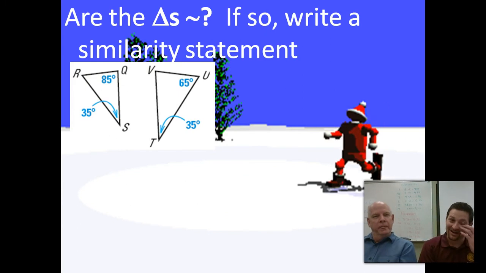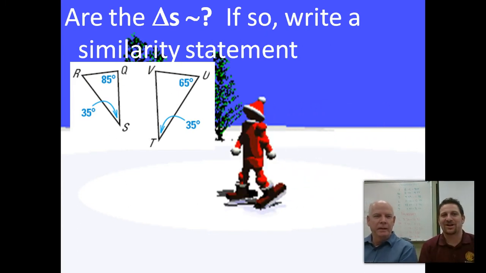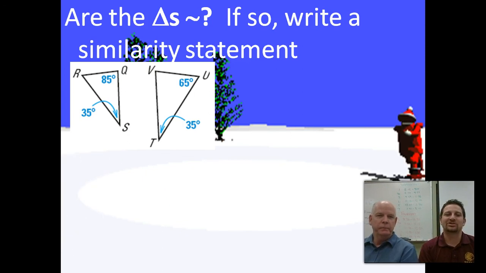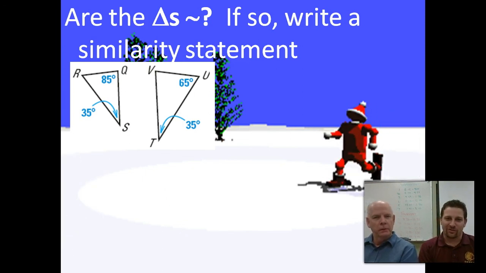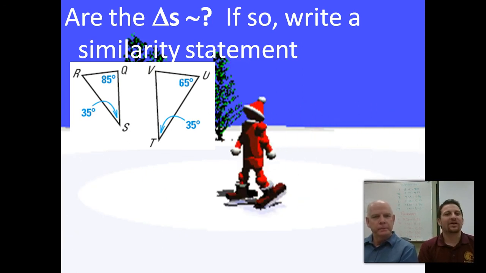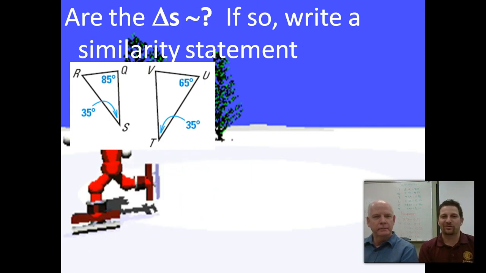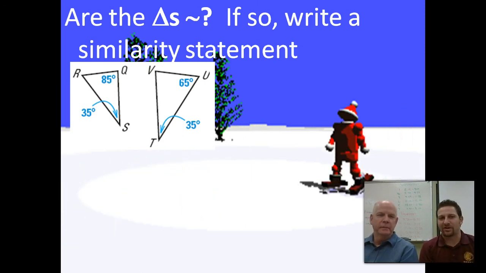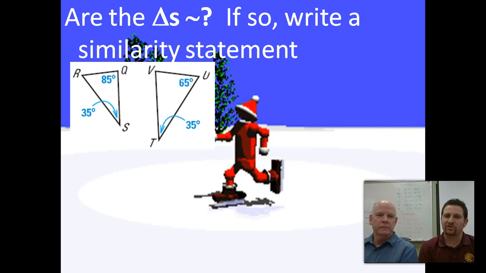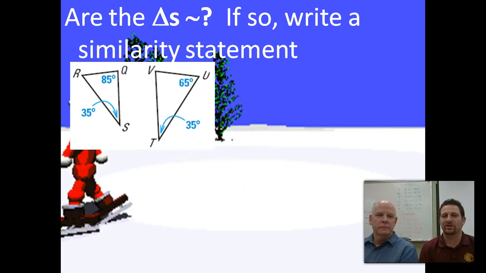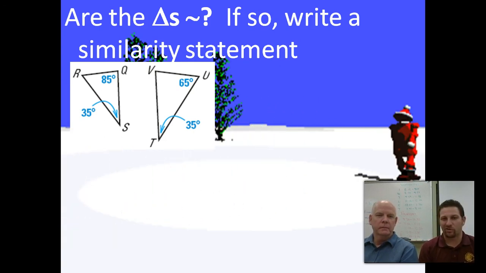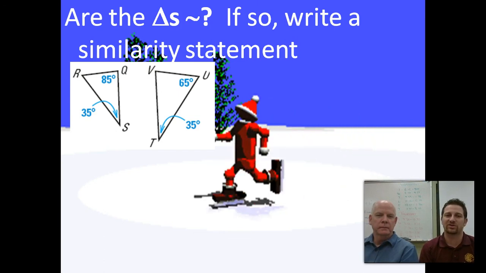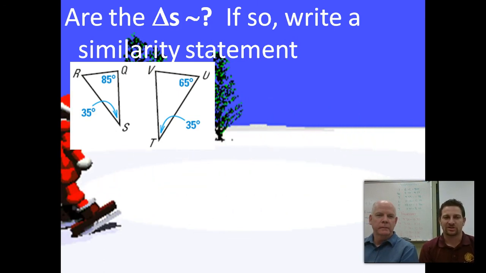All right, so let's look at it again here, and can we decide if these two triangles are similar? If so, write a similarity statement. So let's look at these first here. Well, if S is 35 and T is 35, we're kind of the way there, but 85 and 65 are definitely different. But remember that triangles are bound to 180 degrees. So if we figure out what angle V is and we figure out what angle R is and they match up, then we might be able to say that these triangles are similar.